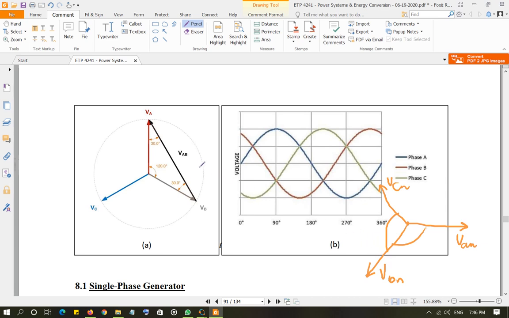VAN leads VBN by 120 degrees, and VBN leads VCN by 120 degrees. Good. And this is the sinusoidal voltage of the three phases. Phase A is blue, phase B is red, and phase C is green.